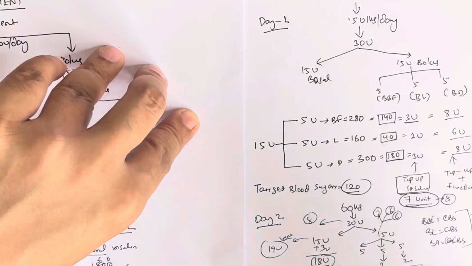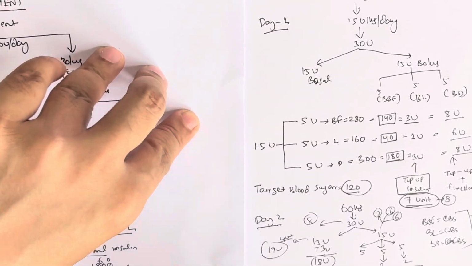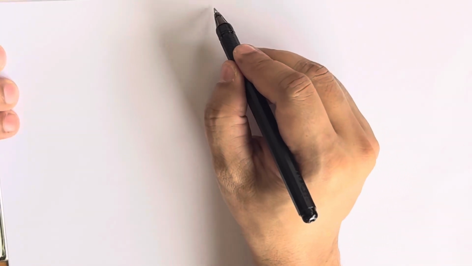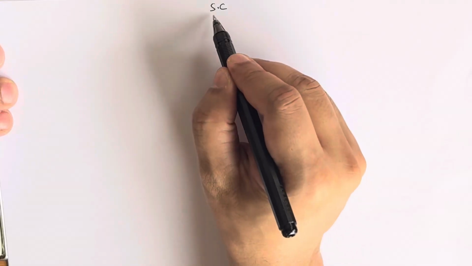Now how to choose which insulin we have to give, let us discuss that. So as you have seen, the insulin is divided into two parts.